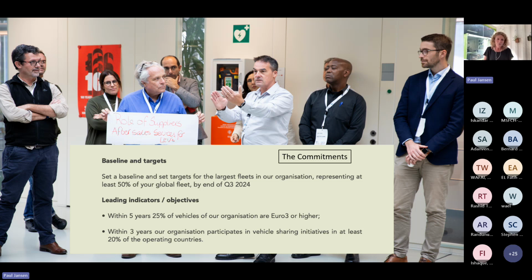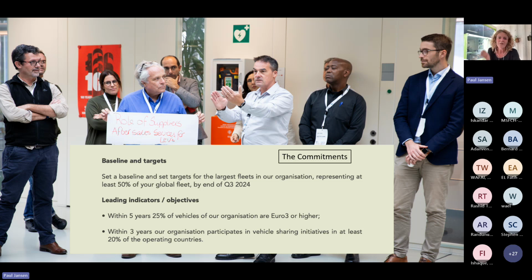Because our organizations have signed up to that, we as Fleet Forum want to raise a lot of awareness and attention, but also provide some guidance, advice and information on how you can do that. So today we're going to specifically focus on the first commitment, which is to set a baseline. We addressed that previously, but definitely to set targets for the largest fleets in your organizations.